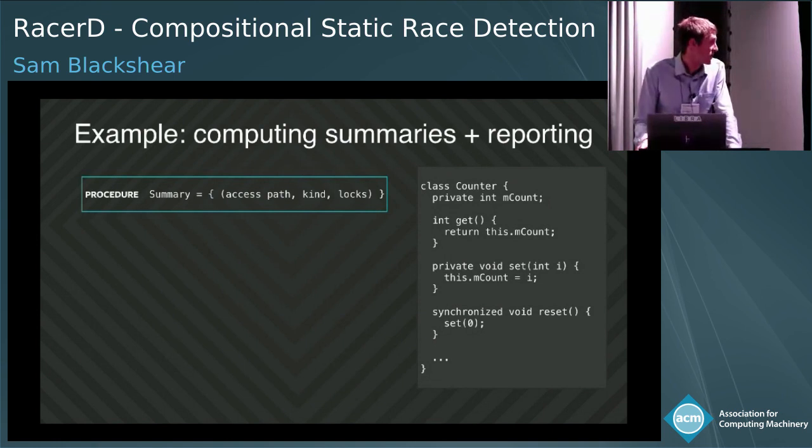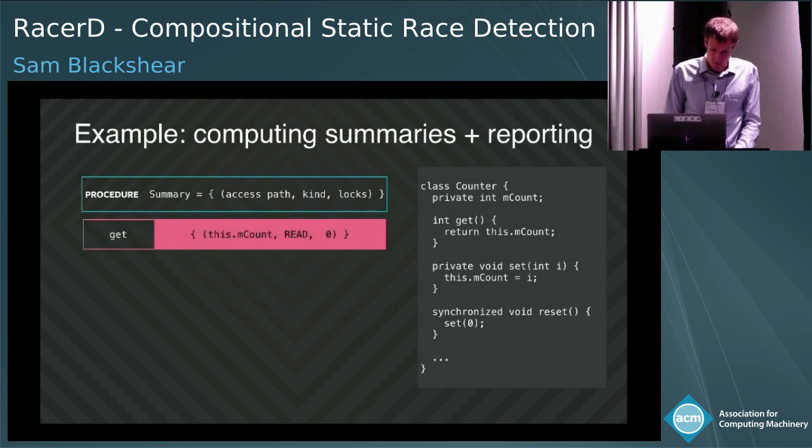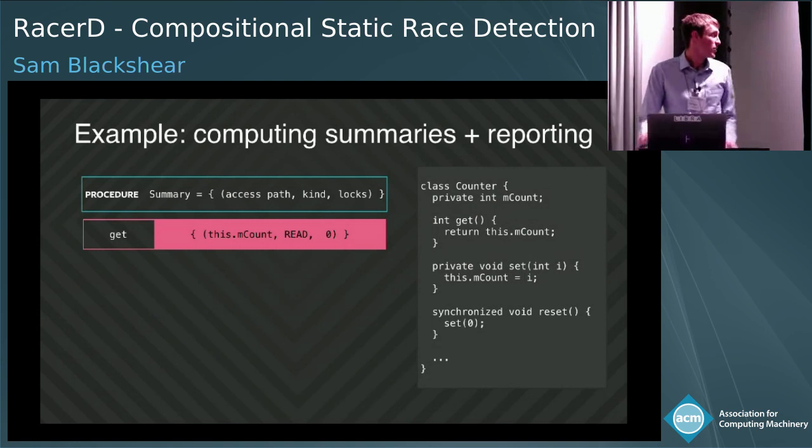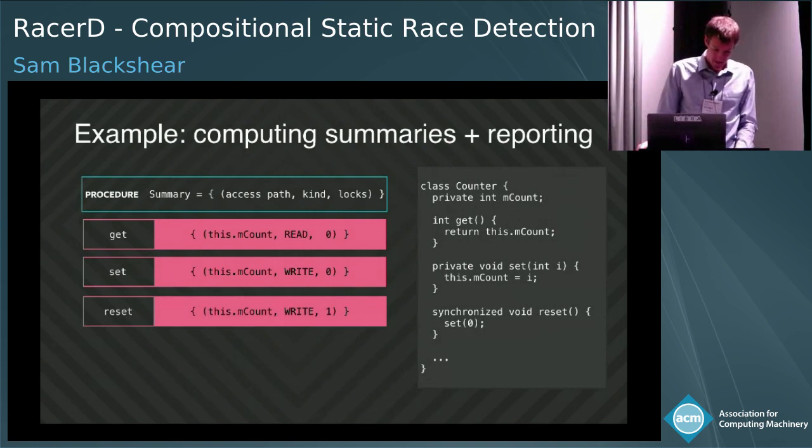So the kind of summaries we're going to compute are basically these sets of syntactic accesses. We don't have a sophisticated abstraction of the heap at all. We're using syntactic access paths to represent the kind of accesses that we're going to report races on. What kind of access was it, a read or write, and were there any locks held at the time of the access? So for get, our summary would look like, OK, we read the path this.mCount, and there were no locks held. For set, similarly, except that we wrote the path. And for reset, we'll see, oh, there's a call to set. Let me look at the summary for set and see what's in there. There's a write to mCount, but because this method is tagged with synchronized, I'm holding the lock, so the lock count associated with it will be 1.